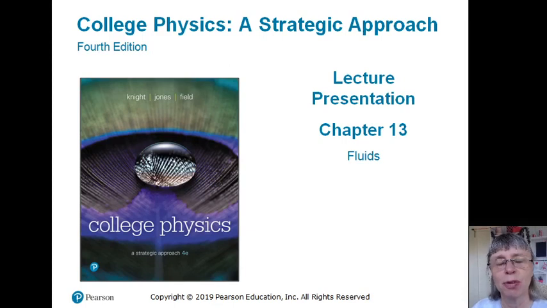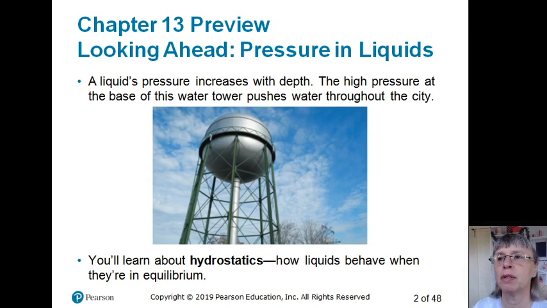This week in Chapter 13, we're going to be learning about fluids. One of the things we're going to learn is that pressure in a fluid increases the deeper that fluid is.